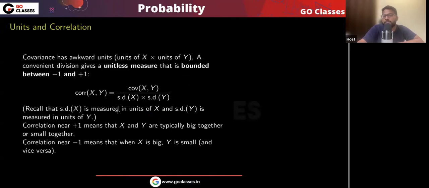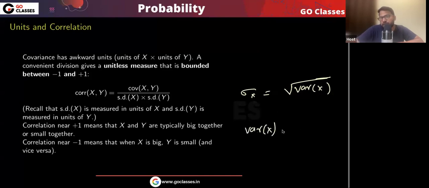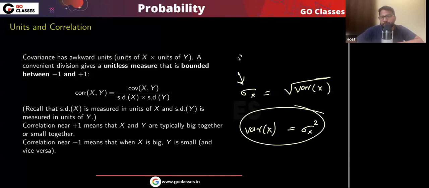So how is it defined? Basically, it is defined from the covariance, divided by the square root of the variance. Do you remember the standard deviation? Sigma of x is nothing but the square root of variance of x, right? How many of you remember it? Generally we write variance of x as sigma squared. This is called standard deviation. So the correlation between x and y is defined as covariance of x and y divided by standard deviation of x into standard deviation of y.